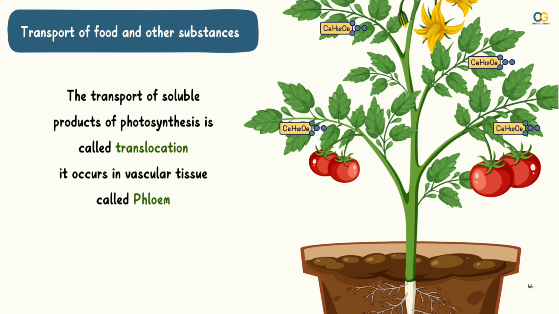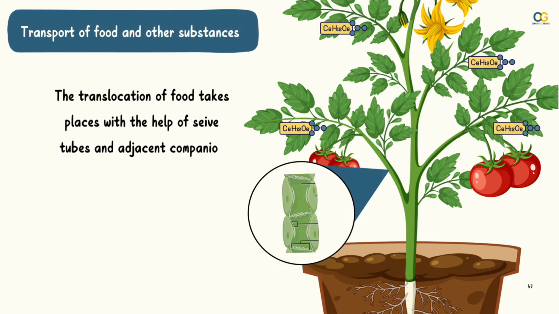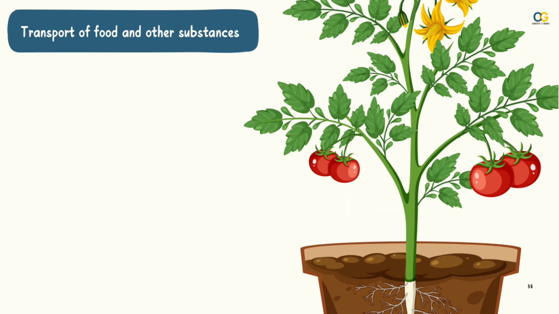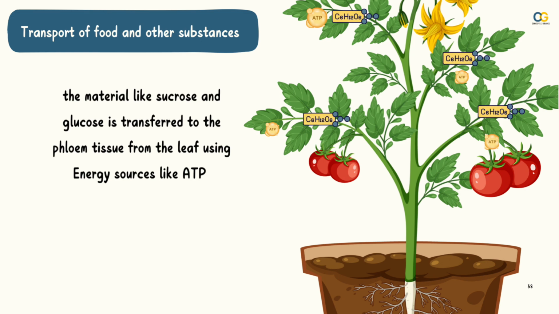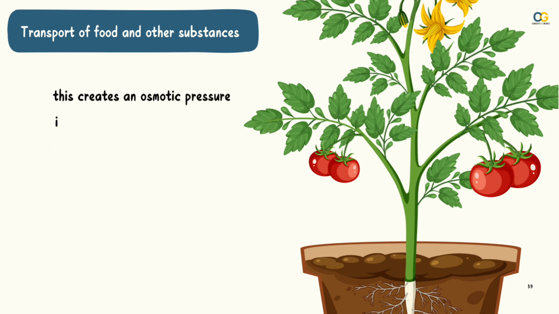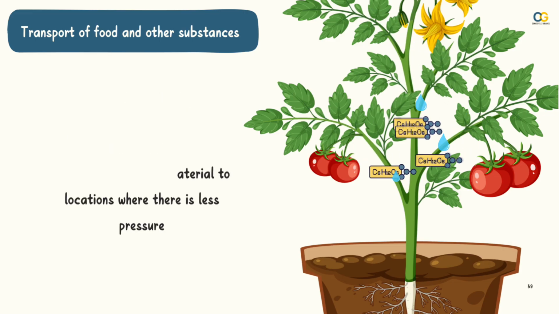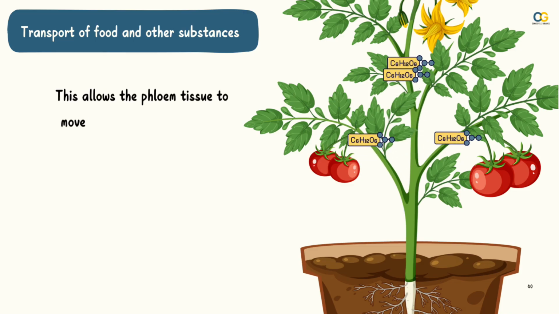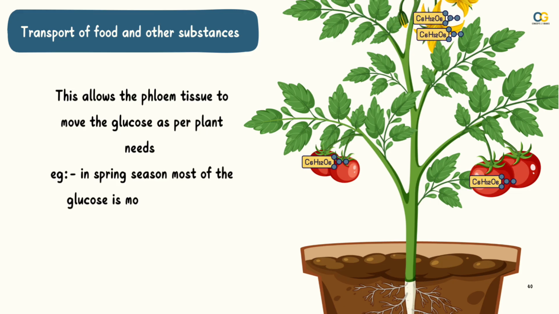The translocation of food takes place with the help of sieve tubes and adjacent companion cells, in both upward and downward directions. Materials like sucrose and glucose are transferred to the phloem tissue from the leaf using energy sources like ATP. This creates an osmotic pressure in the phloem which causes water to move into it, and this water moves the material to locations where there is less pressure. This allows the phloem tissue to move the glucose as per the plant's needs. So in spring season, most of the glucose is moved towards the fruits and the flowers for their growth.